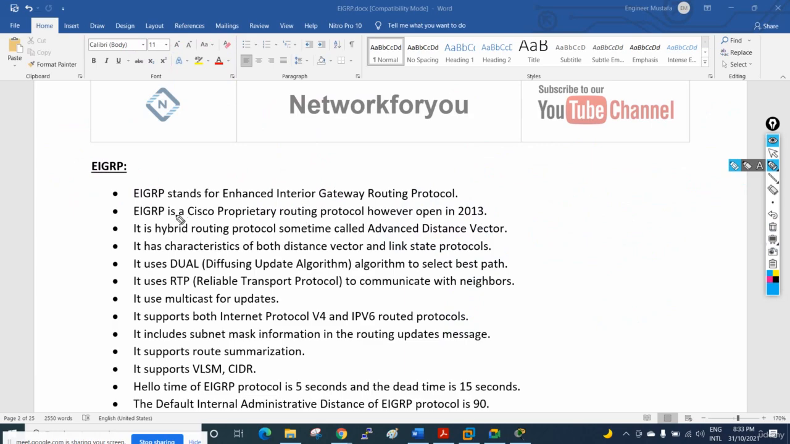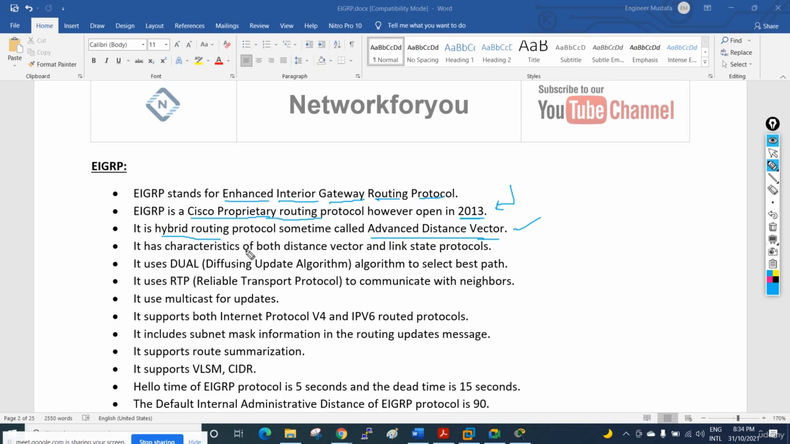So first of all, we need to remember EIGRP stands for Enhanced Interior Gateway Routing Protocol. And before, this would work only in the Cisco devices, but after 2013 Cisco opened this one, so this is an open standard. Anyone can use this one. It is a hybrid routing protocol. Sometimes it is called an advanced distance vector. In some books they mention advanced distance vector.